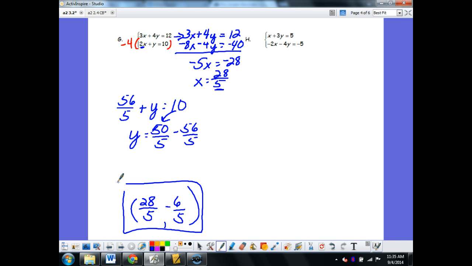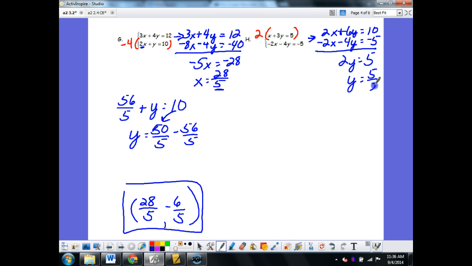Now for h, I'm going to choose to eliminate the x's. That way I only have to multiply one equation by something. So I'm going to keep the bottom one the same. And I need to end up with 2x on the top. Well, in order to turn x into 2x, I need to multiply that top equation by 2. So I end up with 2x plus 6y is equal to 10. Add them together, I end up with 2y is equal to 5. So y is 5 halves.